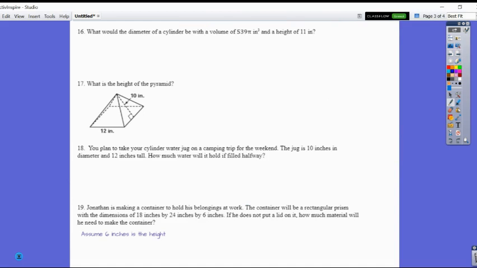What's the diameter of a cylinder if your volume is 539 pi cubic inches and it has a height of 11 inches? So we're talking about a cylinder with a volume. Let's see then. Volume of a cylinder is pi r squared h. Fill in what we know. If volume is 539 pi and I have a height of 11, the only variable left here is radius. Go ahead and solve for the radius.